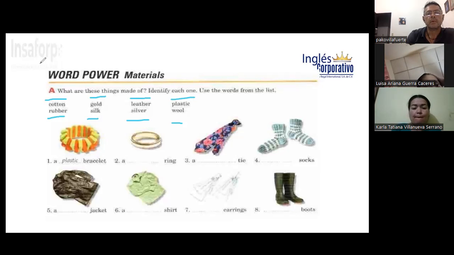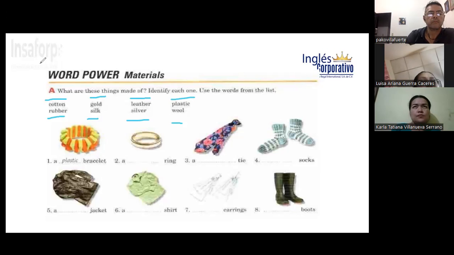Luego tenemos leather, que es como cuero, so es material, cuero. Y luego tenemos silver, que es plata. Plateado. Plata, you know, that's the word. Plastic, plástico. Yeah, and plastic. What about wood? Wool, sorry. What about wool? Lana, yeah, that's right. That is wool. It's the material, especially for clothes too.